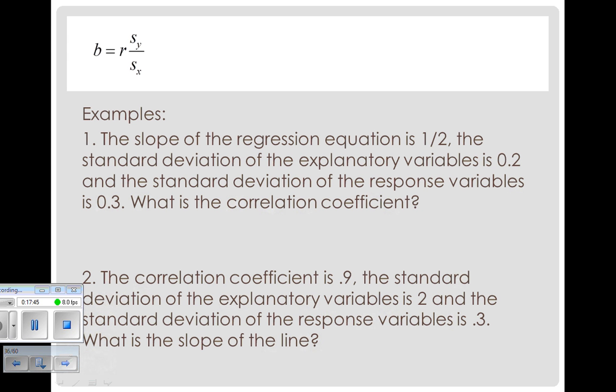All right, so let's use this formula, b equals r times s sub y over s sub x. The slope of the regression equals 1/2. The standard deviation of the explanatory variable is 0.2. The standard deviation of the response variable is 0.3. What is the correlation coefficient? So let's plug everything in. If the slope of the regression equation is 1/2, that's my b. I do not know the correlation coefficient, my r. Let's see. The standard deviation of the explanatory, that's my x, is 0.2. And the standard deviation of the response, my y, is 0.3. Now I can solve for r.